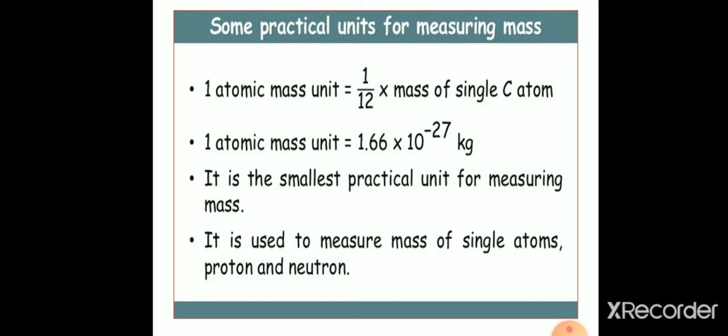and its value is approximately 1.66 × 10^-27 kilogram. It is the smallest practical unit for measuring mass. It is used to measure the mass of single atoms, protons and neutrons.